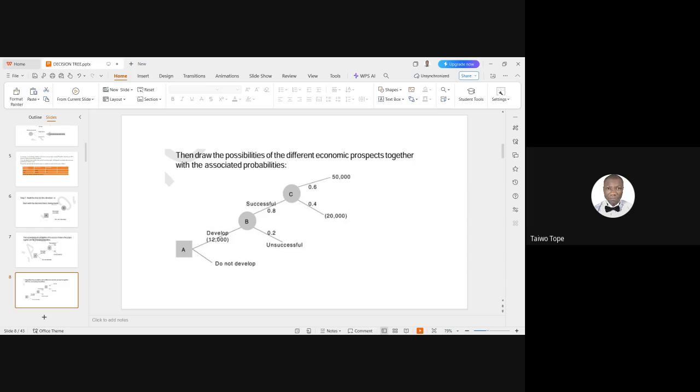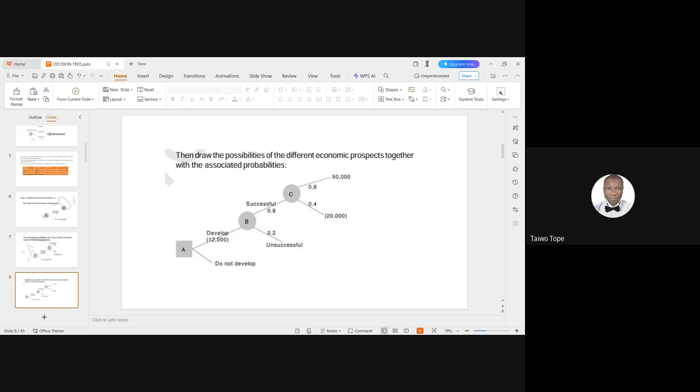It is 0.8. Now, what will happen in this regard? 0.8 multiplied by the outcome of the difference between 0.6 multiplied by 50 and 0.4 multiplied by 20,000 will give you what? That is 22,000, right? Yes, sir. So 0.8 multiplied by 22,000 will give you what? 17,600.